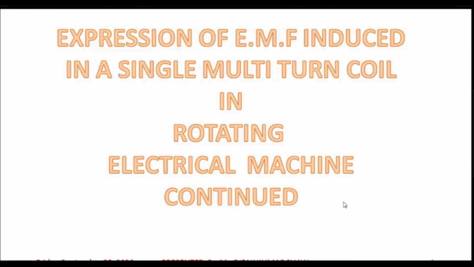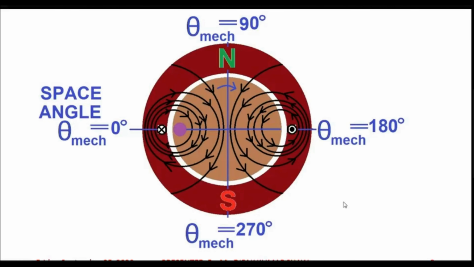rotating, and of course since the rotor is rotating, so the multi-turn coil is seeing different flux density. So let me first of all make some recapitulation. These things were told in my previous lecture class, so I just will be making a quick recap.